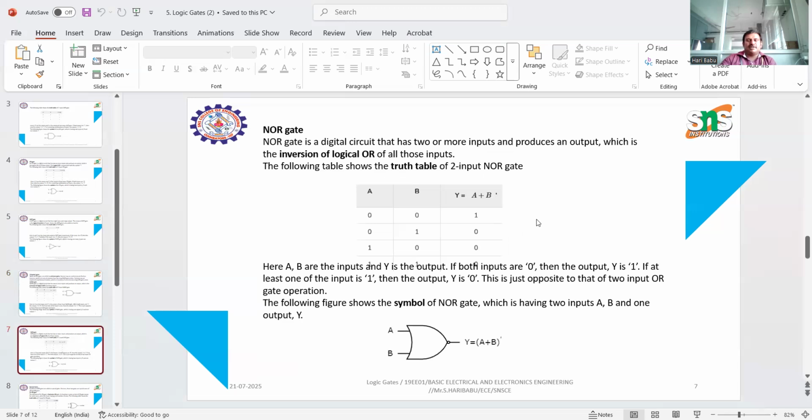NOR gate. Similarly, the NOR gate is the inversion of the logical OR operation. As we said previously, the OR gate with its complement is the NOR gate. So it is represented as y equals a plus b the whole bar. That is about the NOR gate, the inversion of the OR gate.